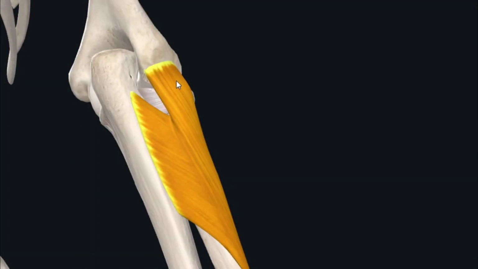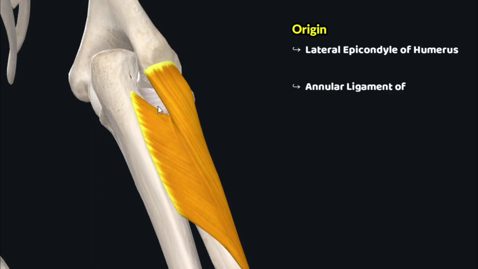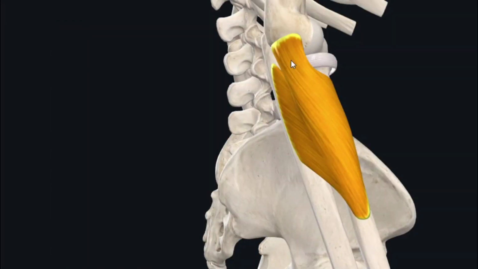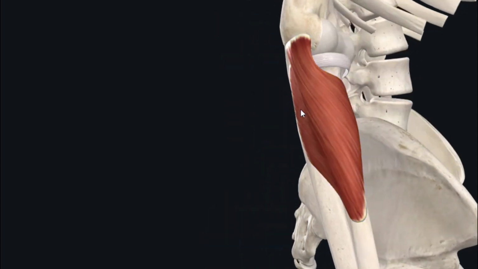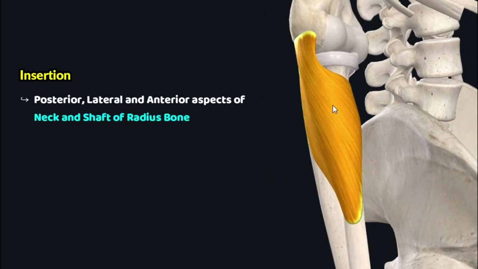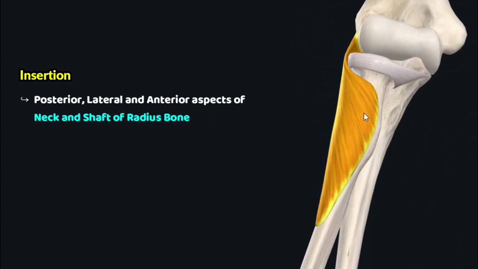Now we will discuss about the origin and insertion of this supinator muscle. Origin of this supinator muscle is broad and it originates from the lateral epicondyle of the humerus, the annular ligament of the proximal radioulnar joint, and the supinator crest of the ulna. After originating, the muscle fibers travel inferolaterally over the elbow joint, and these fibers are inserted at the posterior, lateral and anterior aspect of the neck and shaft of the radius bone.